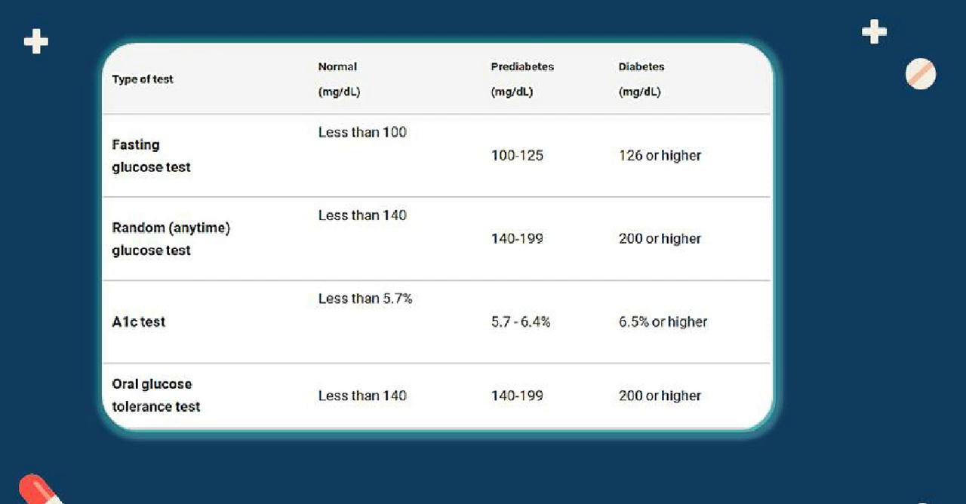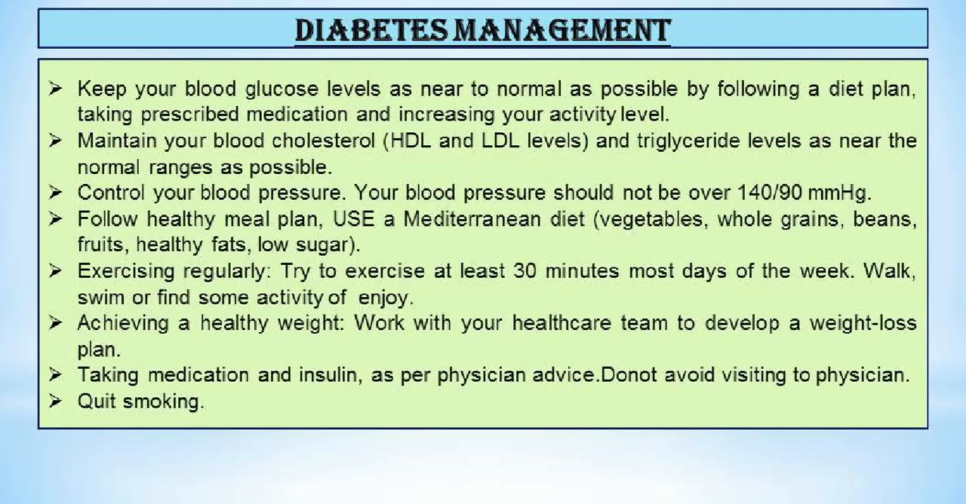In the A1C test it is less than 5.7 in a normal individual. For prediabetes it is 5.7-6.4, and for diabetic state it is 6.5 or greater in percentage. For the oral glucose tolerance test it is less than 140 mg in a normal individual. For prediabetes it is 140-199 mg, and for diabetic state it is 200 or greater than mg, which are the same values as for the random glucose test.